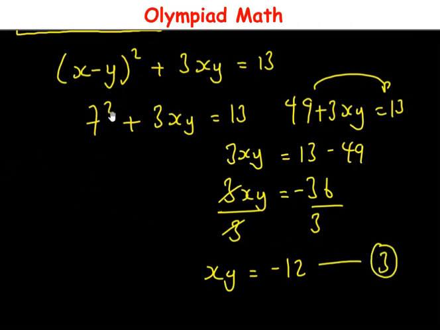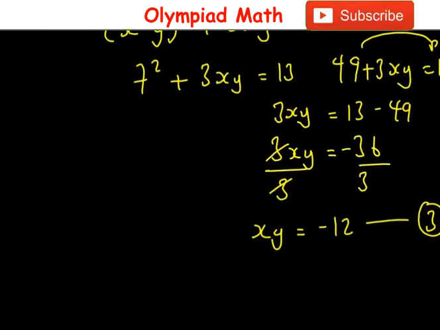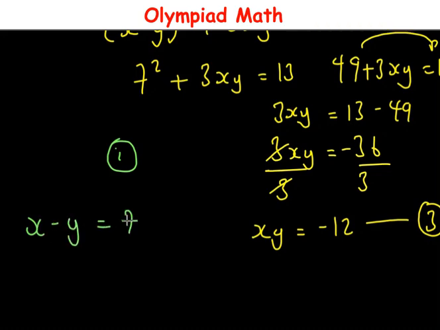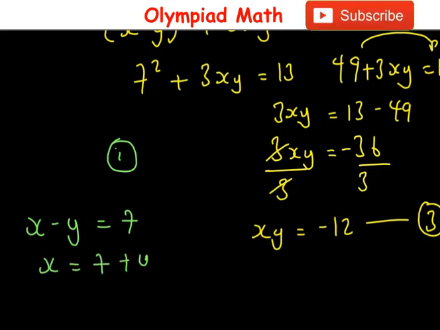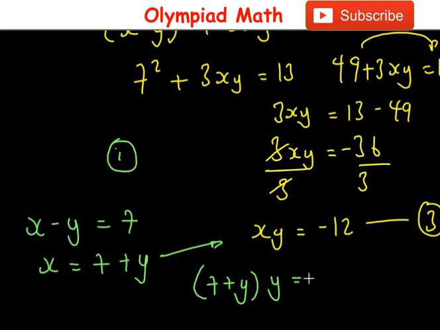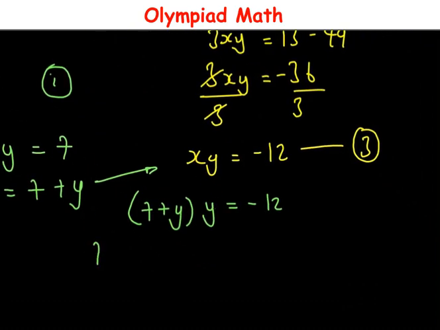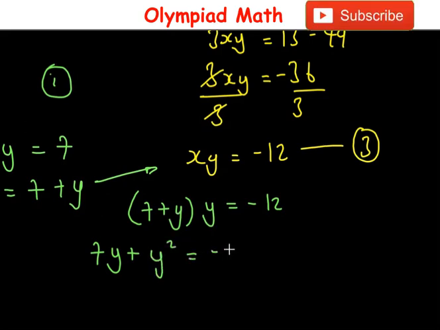Now, recall that from equation 1, x minus y equals 7. So let us solve for x. x is equal to 7 plus y. Now, input this value of x into equation 3. x then becomes (7 plus y) multiplied by y equals minus 12. From here, y times 7 is 7y, plus y times y is y squared, then equals minus 12.